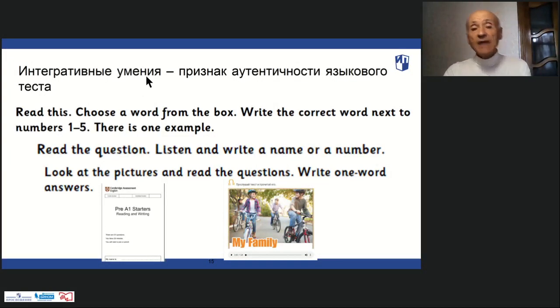On the whole, integrated skills are very typical of authentic English language. Take a look at the tasks. Read this. Choose a word from the box. Write the correct word next to numbers 1 to 5. There is one example. So read and write. Read the question. Listen and write a name or a number. 3 skills together. Read, listen, write. Look at the pictures and read the questions. Write one-word answers. Read and write.